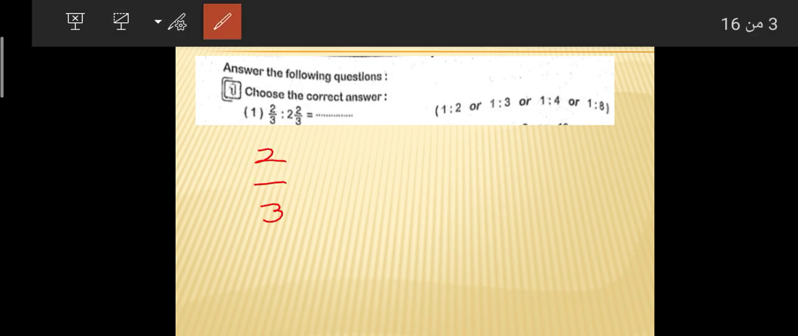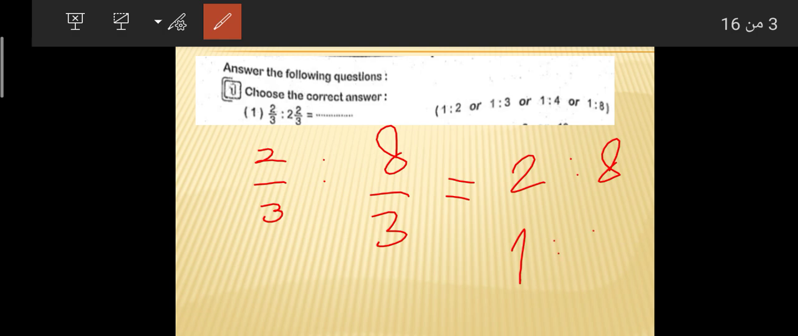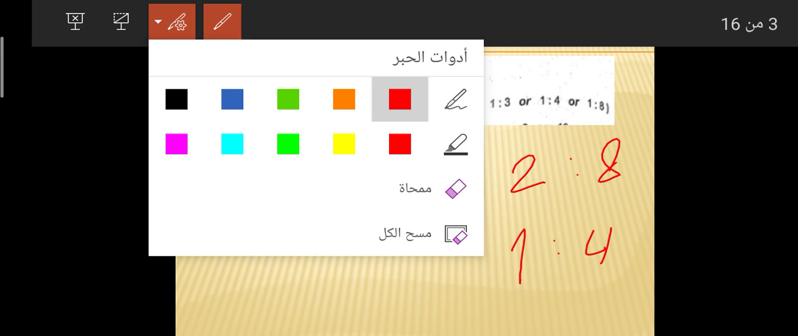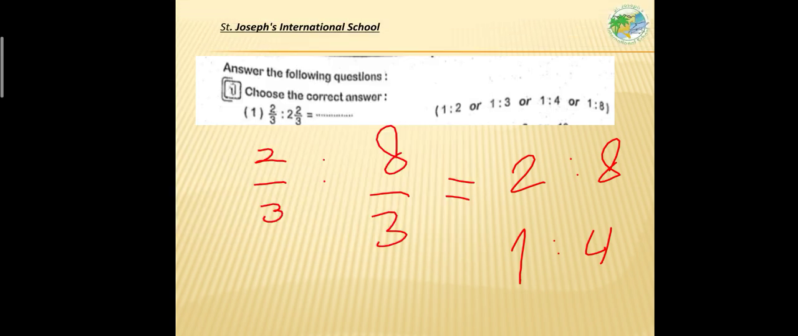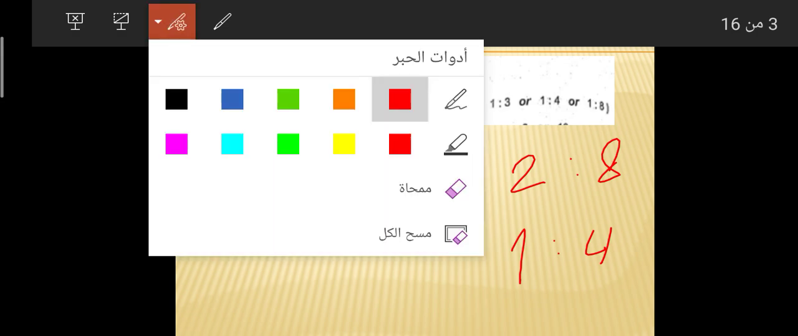2 over 3 to 3 times 2 equals 6 plus 2 equals 8 over 3. Then if we have the same denominator, as we said in the last revision, we can take 2 to 8 and simplify. 2 to 8 equal what? Divide by 2, then equal 1 to 4. Okay, then the final answer equal 1 to 4. Fine.